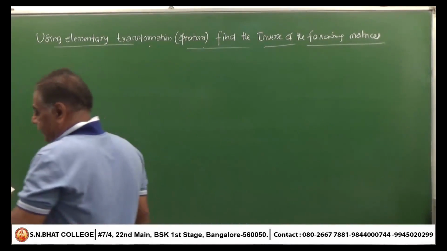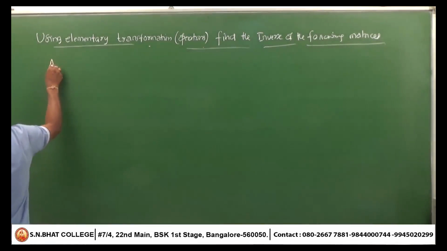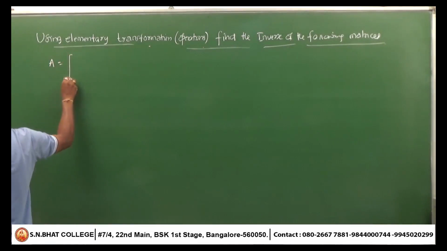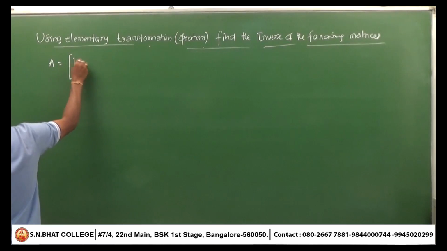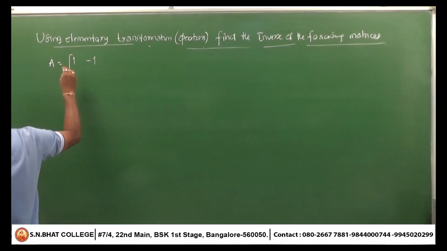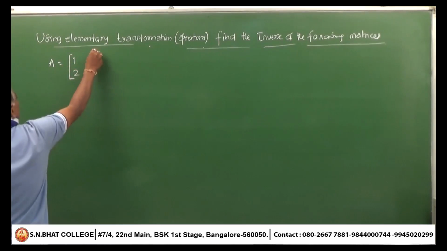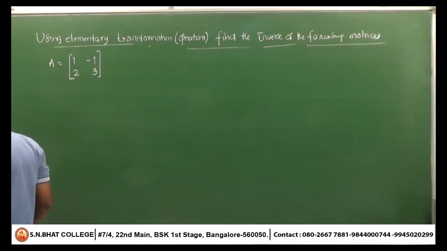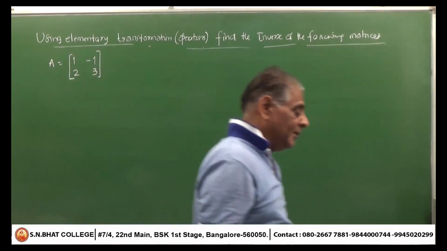First question is A is equal to the matrix with rows 1, minus 1 and 2, 3. We have to find the inverse of this matrix using elementary transformation or elementary operation.